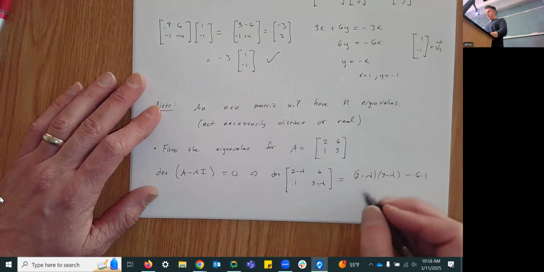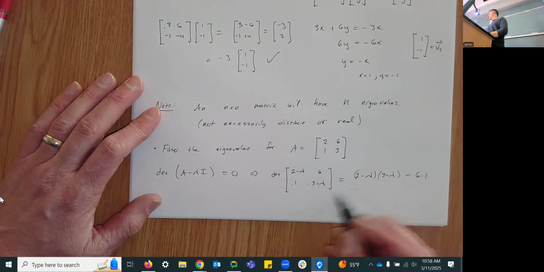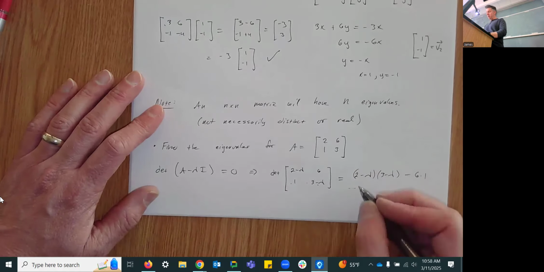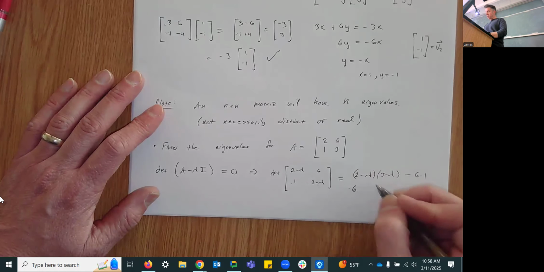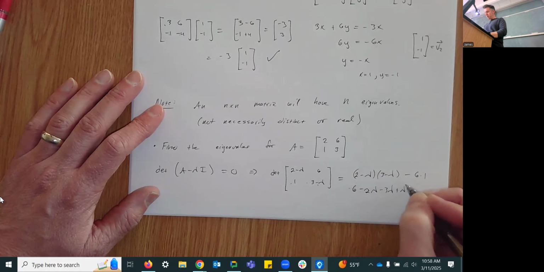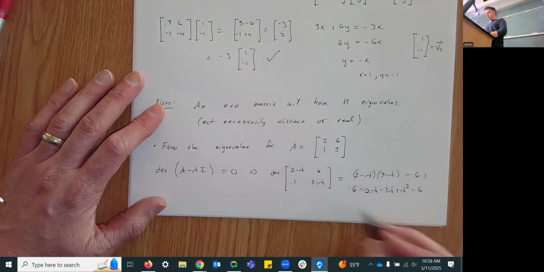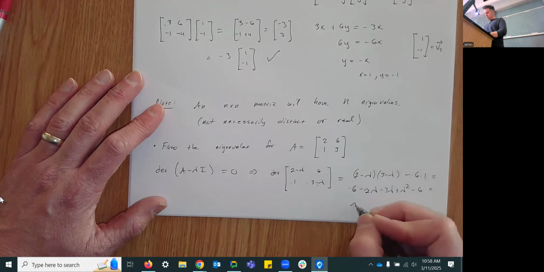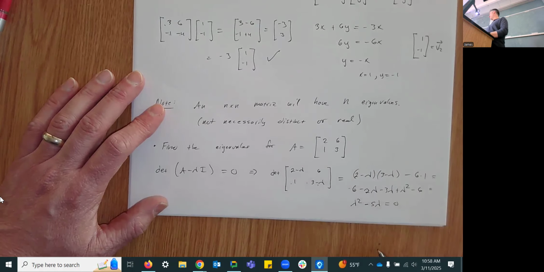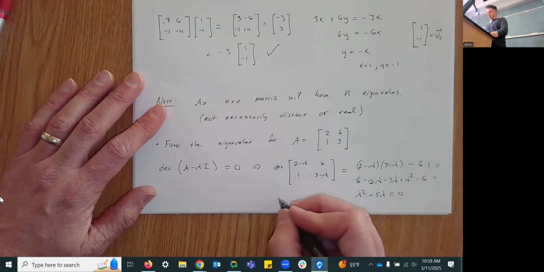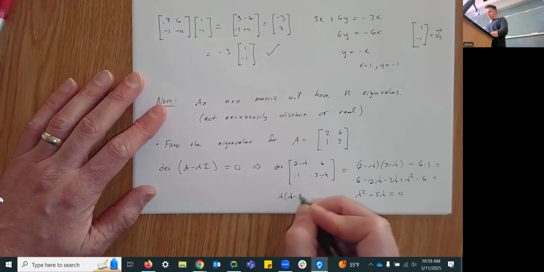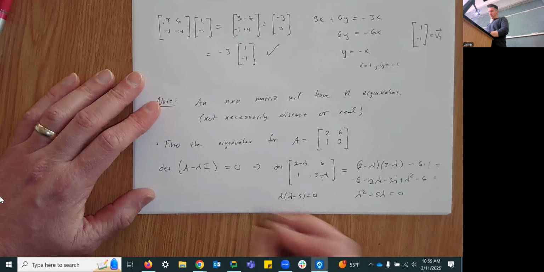We multiply it out. I usually don't show very much, but if we multiply it out the long way, I end up with 6 minus 2 lambda minus 3 lambda plus lambda squared minus 6. Putting it all together, I have a lambda squared, a minus 5 lambda, and the 6 is canceled. So lambda squared minus 5 lambda equals 0. Factoring out a lambda, I get lambda equals 0 or lambda equals 5.